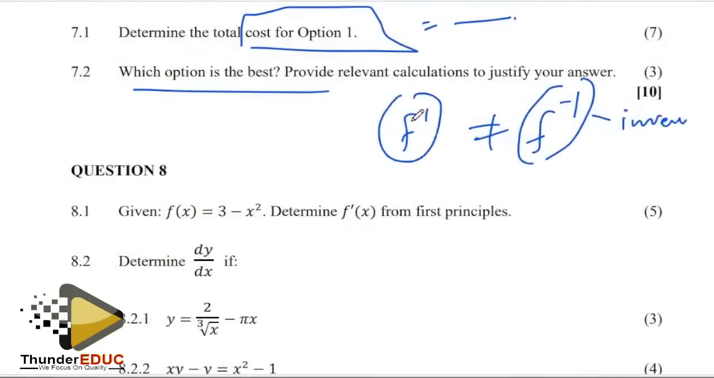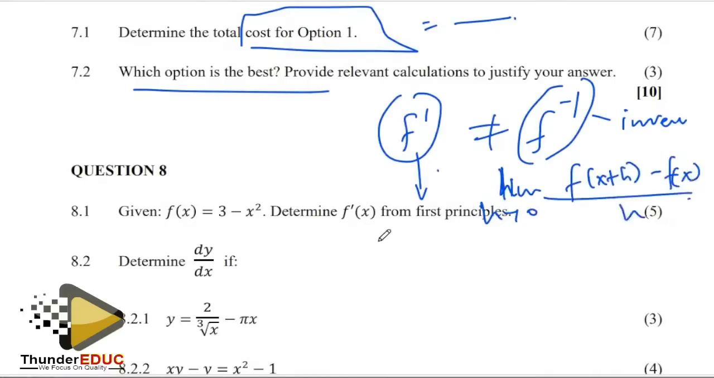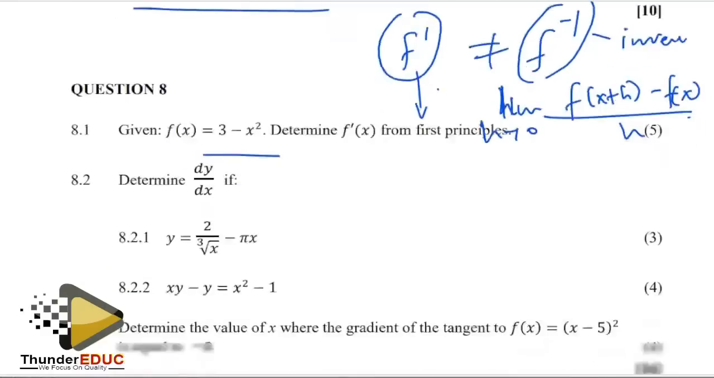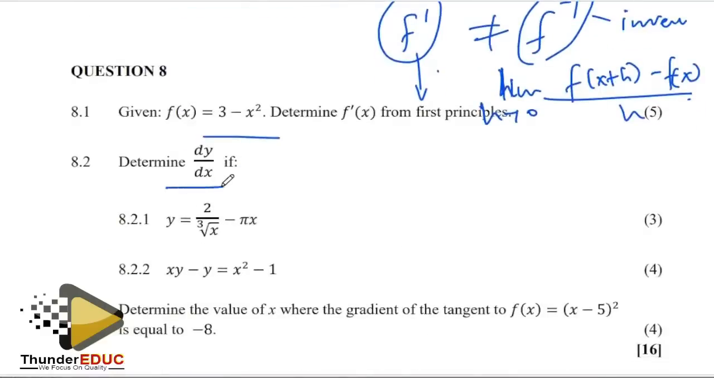This f prime is just the first derivative. So the formula for first principles, we have the limit as h tends to 0, f of x plus h minus f of x divided by h. And then you apply the correct measures. Ne? So where you have your f of x as this, what you need is the x plus h. So where there is x, put x plus h. And then they tell you to determine dy dx.